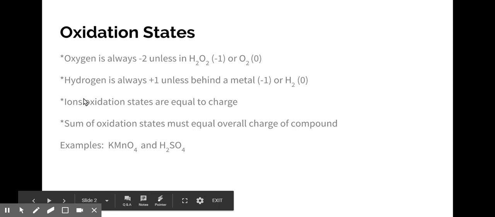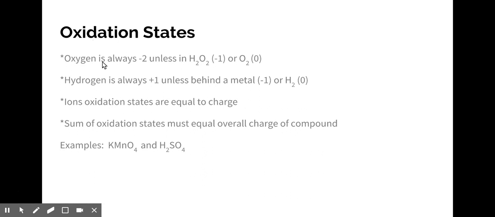So, the main rules are that oxygen is always -2. The only time when it's not -2 is if it's in hydrogen peroxide, which is what you see here, in which each oxygen is -1, or if oxygen's by itself. If it's a free element, if it's by itself, in that case, the oxidation state of oxygen is 0.